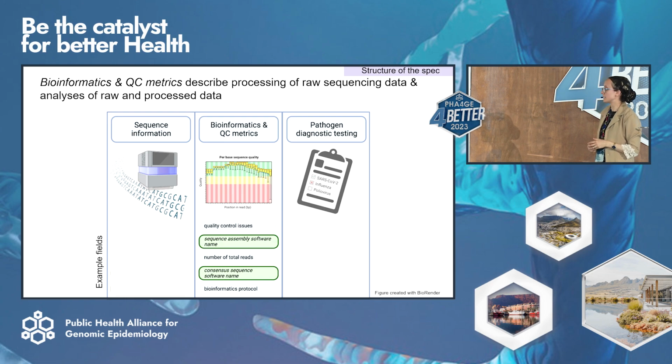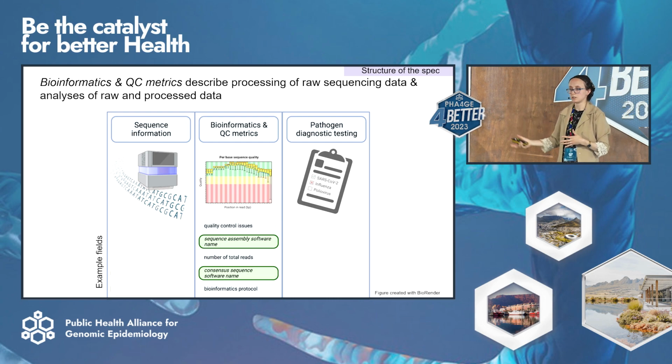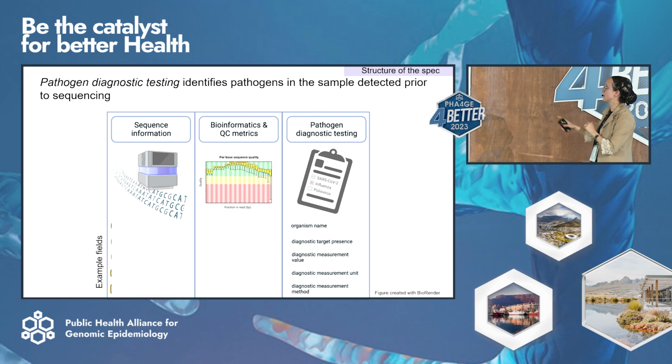Bioinformatics and QC metrics is how you process your raw sequencing data and analyses of that raw and processed data. So what were some quality control issues you might have found? What were the total number of reads, et cetera? And then finally, pathogen diagnostic testing is again where we try to make this spec pathogen agnostic. So we're not assuming that you're doing PCR-based testing. You also might be doing culture-based testing, CRISPR-based testing. And so we wanted to have terms that could encompass that whole range of potential methodologies.